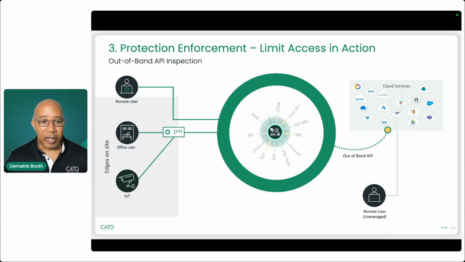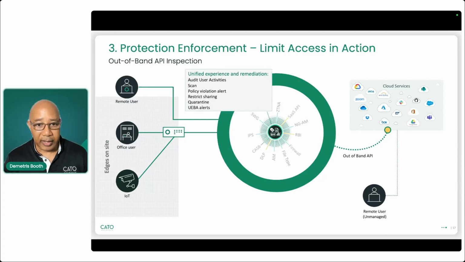Now, inline controls are really good when the traffic actually goes through your security. But we all know that SaaS doesn't always ask our permission for where it wants to go. A user can share a file, invite an external collaborator, or access data from an unmanaged device and never touch your network path. So that's why we add an out-of-band API inspection.